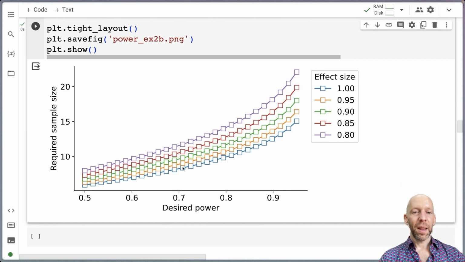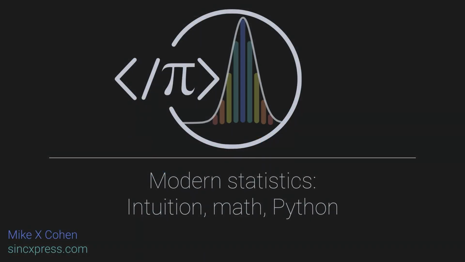As our desired power increases, we need a larger and larger sample size. And of course, that depends on the effect size. The larger the effect size, the smaller the required sample size for getting to a particular desired statistical power.